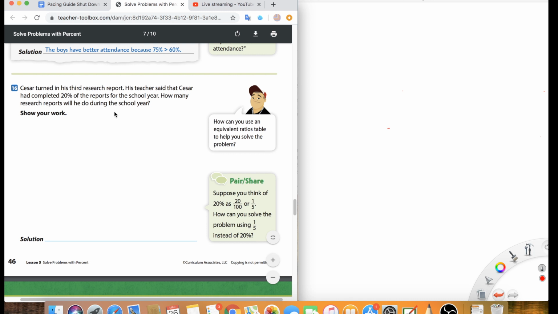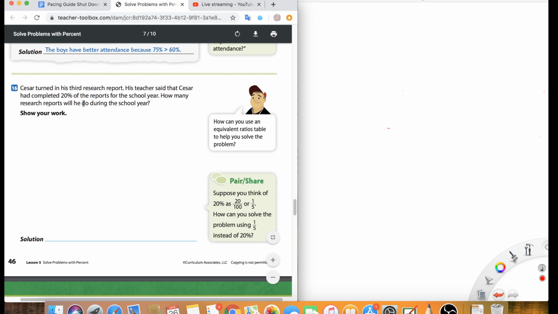Now, for this one, whenever we do a problem, I want you to think about two things. Is the answer going to be less, or is it going to be more than the number they give you? For example, this one says that Caesar turned in his third report. So the answer being asked here, is it going to be greater or less than that number 3? Let's see what the question is asking.